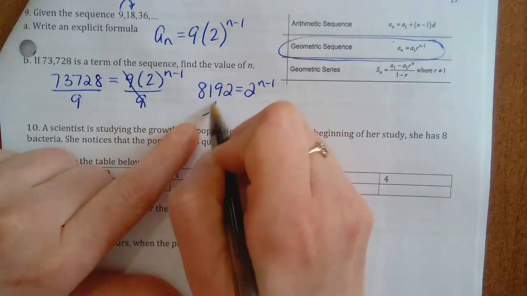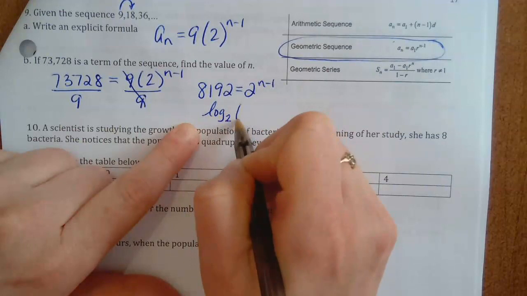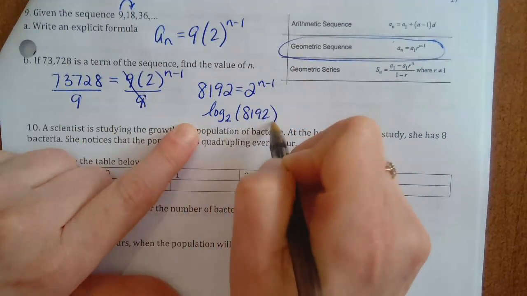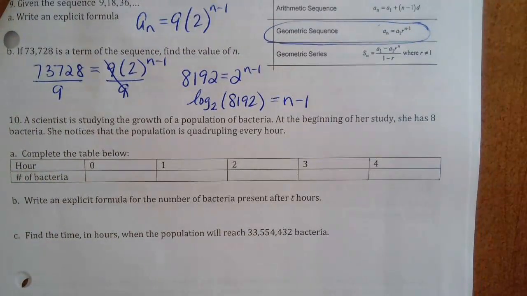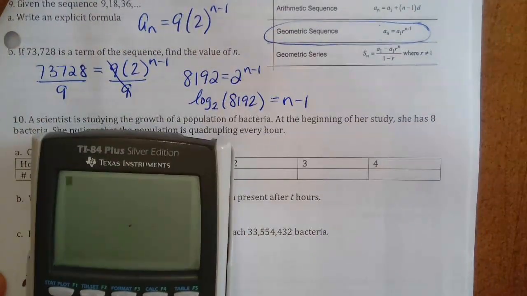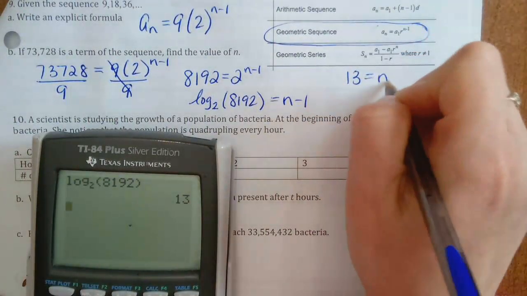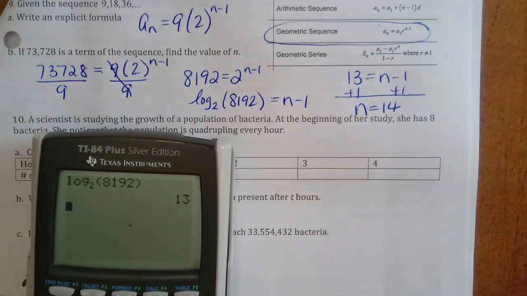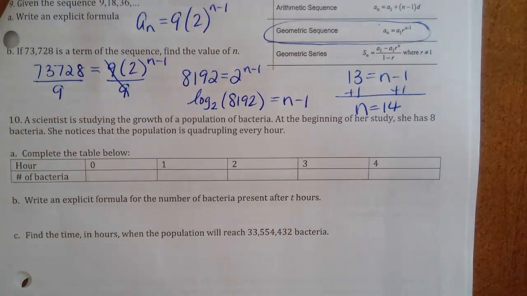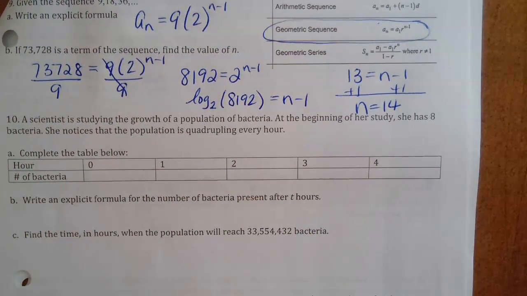So we could just type log base 2 of the answer is equal to the power. And we can just type that in our calculator, add 1. So log base 2 of 8192. We get 13 is equal to n minus 1, add the 1 over. That must be the 14th term of the sequence. That easy. So no more guess and check option anymore.